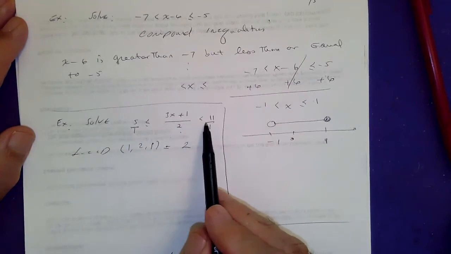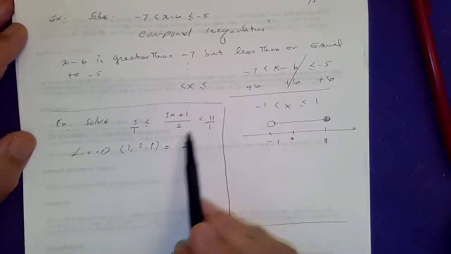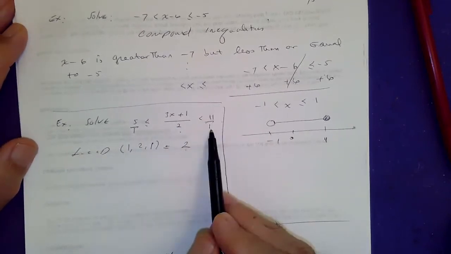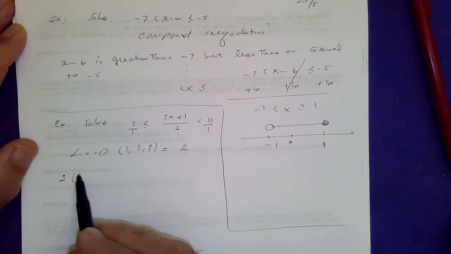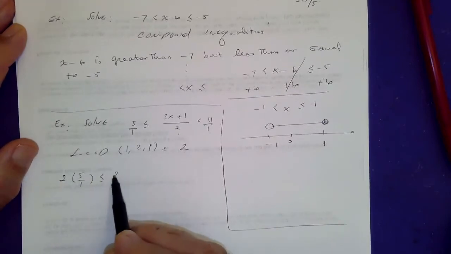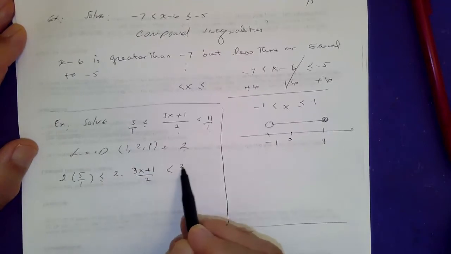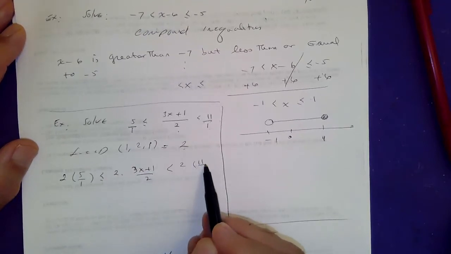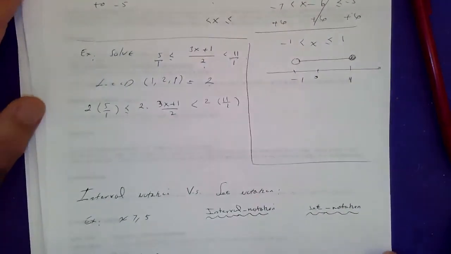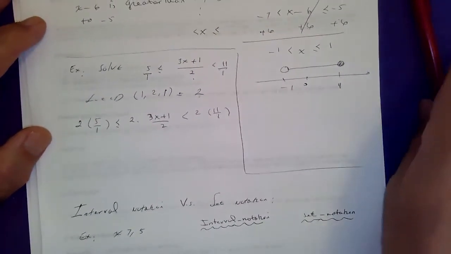Multiply each side, left and middle and the right, by the LCD to clear the fractions. So you kind of go like this: 2 times 5, 2 times what? 3x plus 1 over 2, and 2 times 11 over 1. Why did you multiply both sides by the LCD?